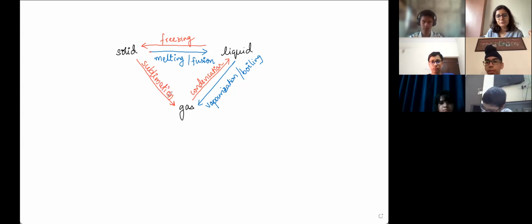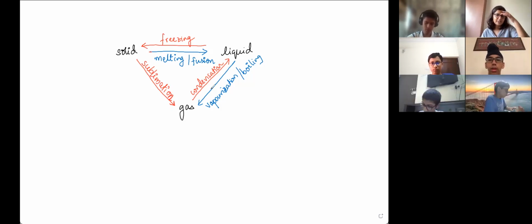This must be new. Have you guys come across this before? No. Yes, ma'am. In 4th grade, we were taught this. Oh, okay. Some of you have, some of you haven't. So sublimation is the process of conversion from solid to gas without turning into liquid. For now, you can note this down as a table or something. I'll give you time to note down the definitions of all the processes.